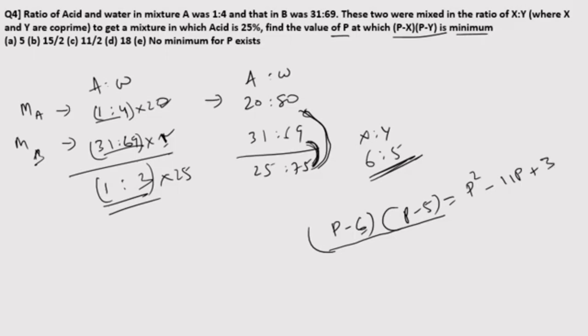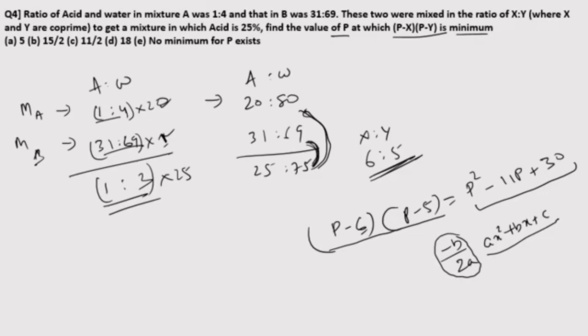Okay, this is a quadratic equation, and a quadratic equation attains its minimum and maximum at minus b by 2a, when it is in the form ax square plus bx plus c. When a quadratic equation is in the form ax square plus bx plus c, its maximum and minimum lies at this point, minus b by 2a.